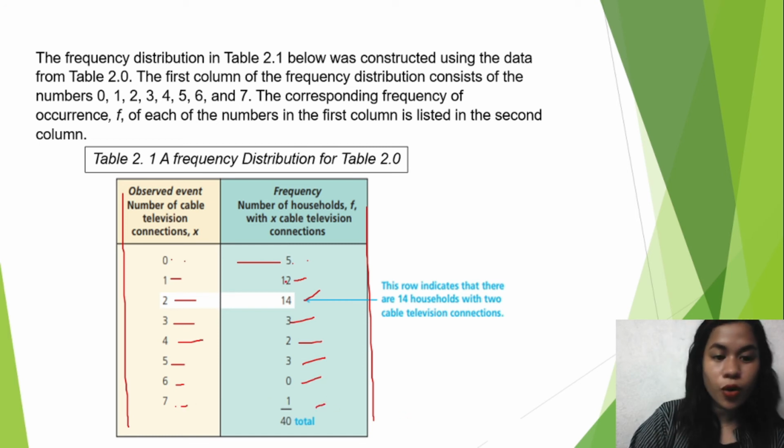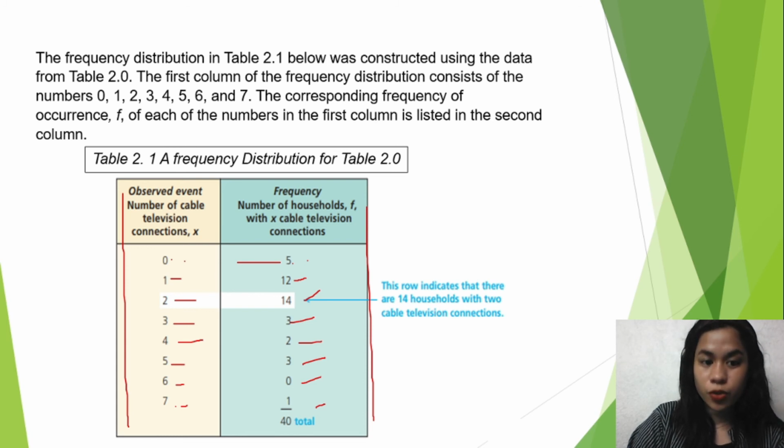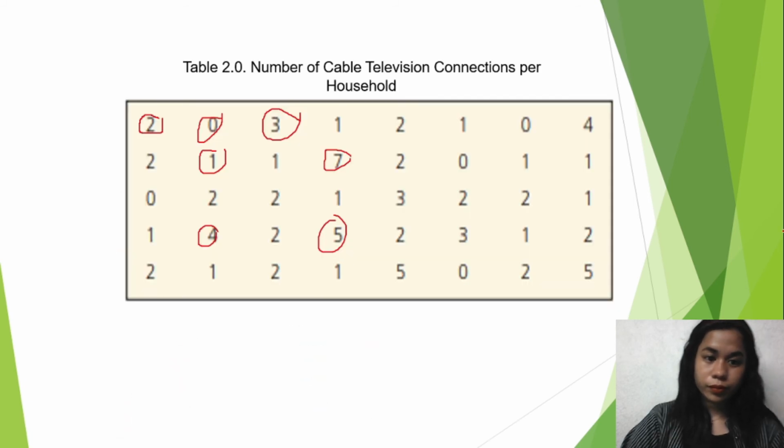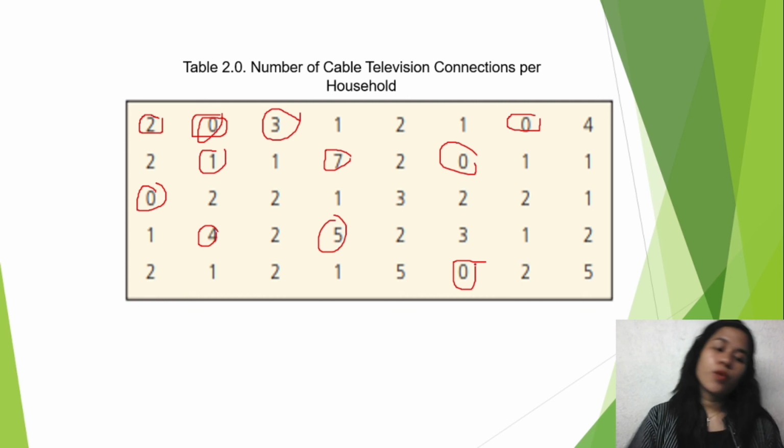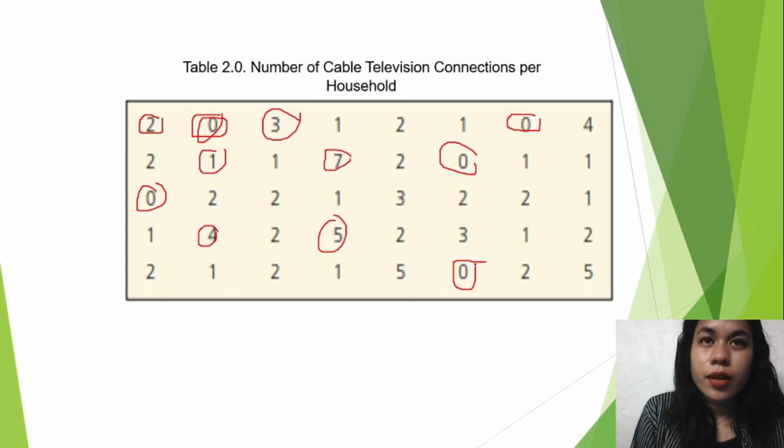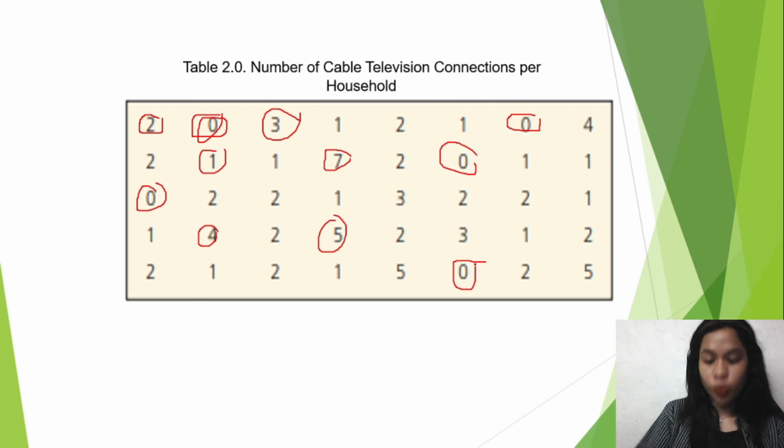So if we go back to the previous slide, let us check if there are 5 households that do not have any TV connections. Earlier, it said that there are 5 households that do not have cable television connections. So let us count. 0, 1, 2, 3, 4, and 5. So meaning that there are 5 households that do not have any cable television connections.